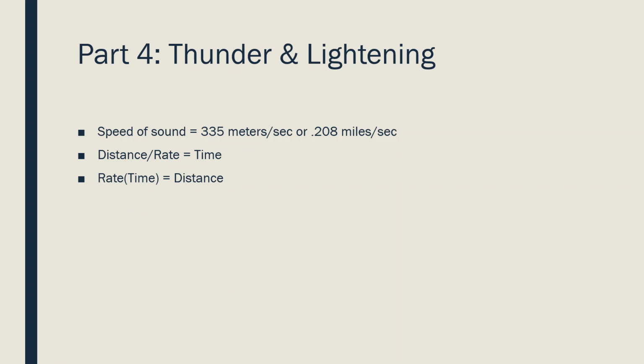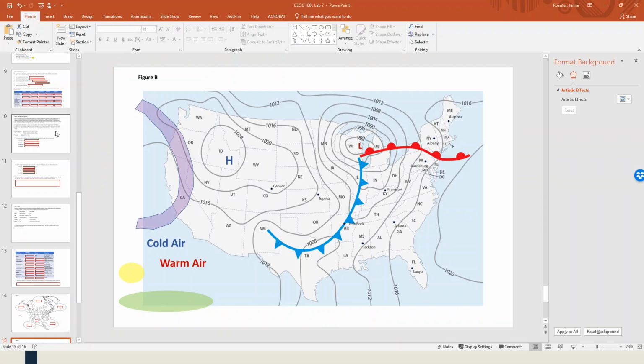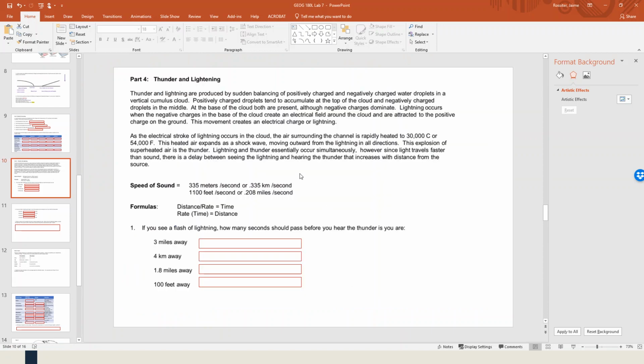But on your lab, what you're going to do, let me go back to my lab, so here is that same formula I gave you here. Basically, you're going to want to use these very simple formulas to answer these couple of questions. So if you see a flash of lightning, how many seconds should pass before you hear the thunder? What are the things that we know here? We know the distance is 3 miles, and we also know the rate.